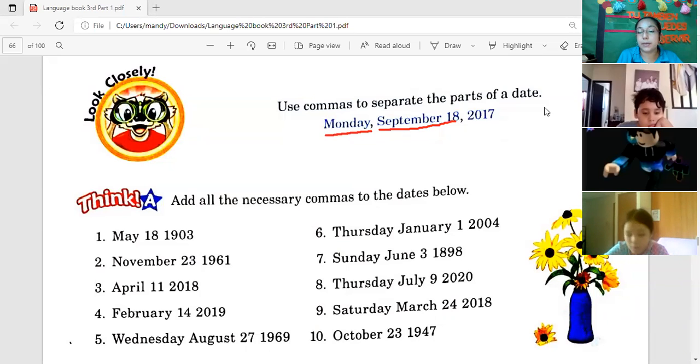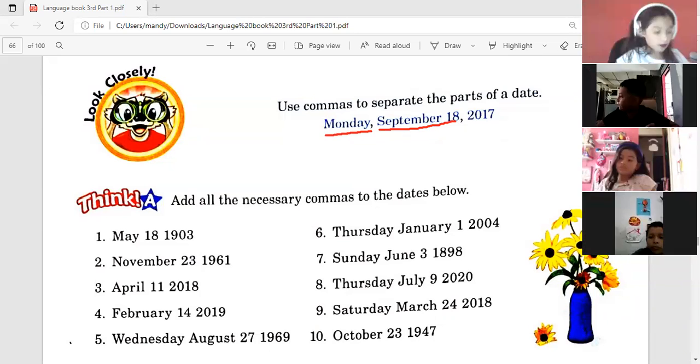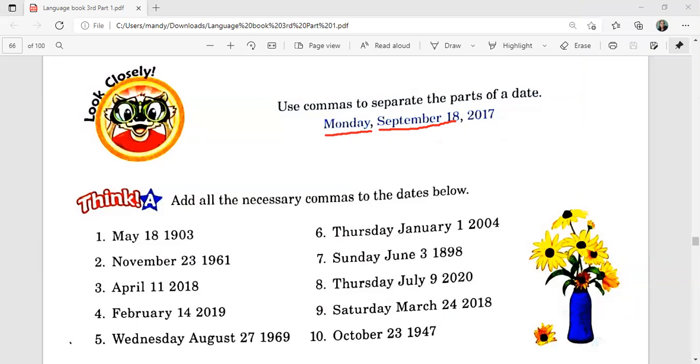Now, we practice writing the corresponding commas to the words that we have here.